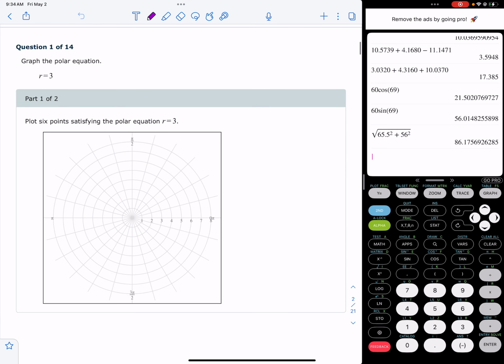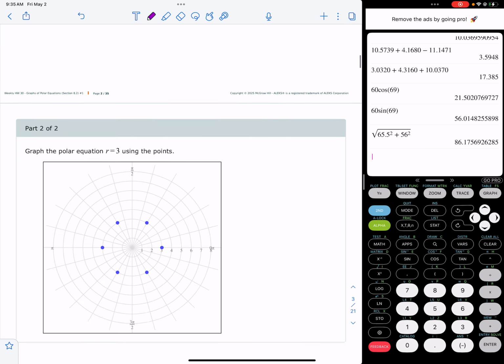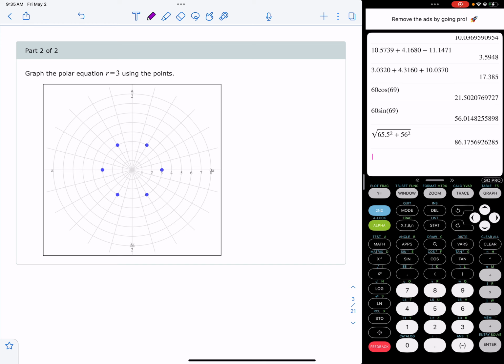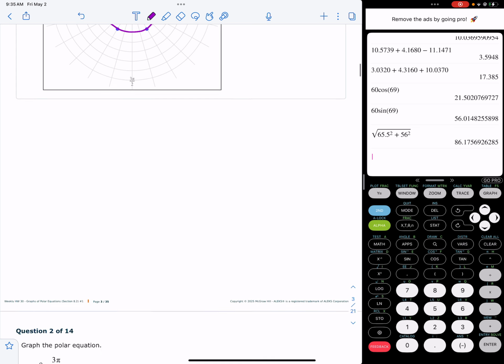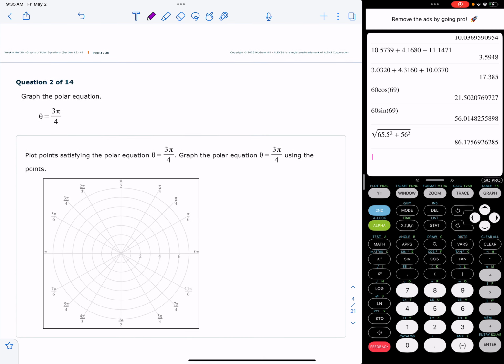Okay, so to start with, these first couple are just asking you to plot some points and then to graph the equation. So the thing to remember is that when it's just an r equals some number, that means you want all points that have the radius of 3. So it's literally just going to be plotting some points around the circle. And then now it's asking you to connect these points that they've already plotted into a graph. So I really don't think that you'll have any trouble with that.